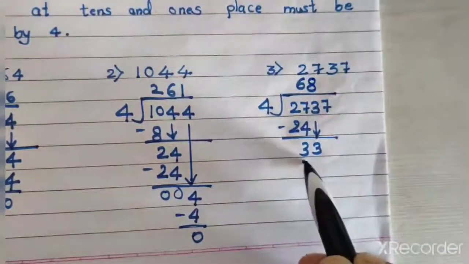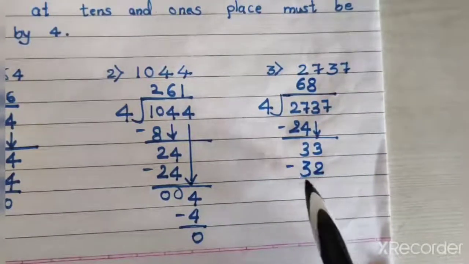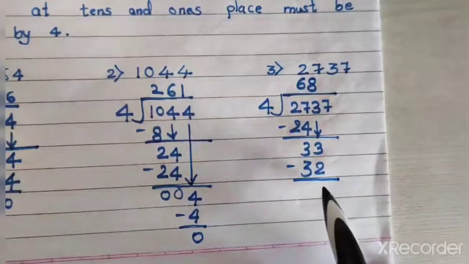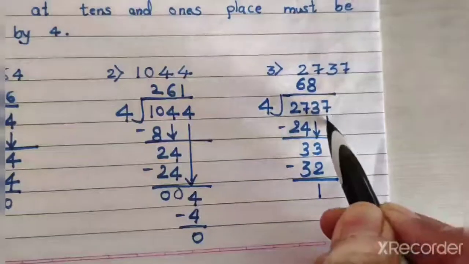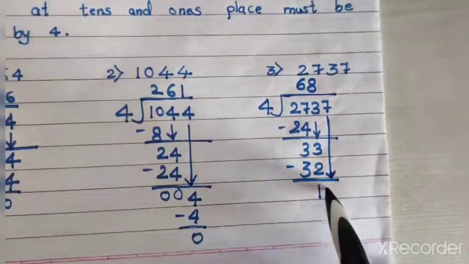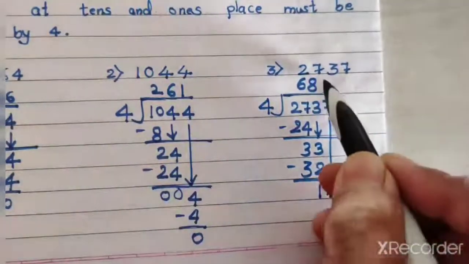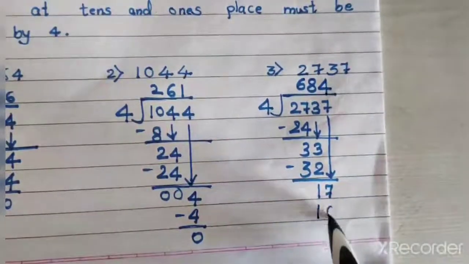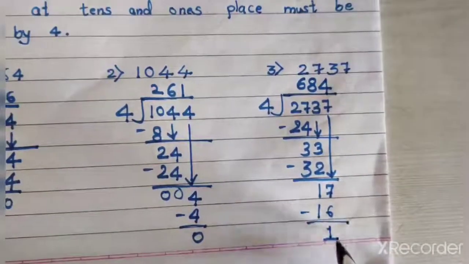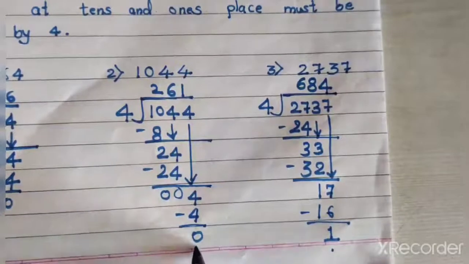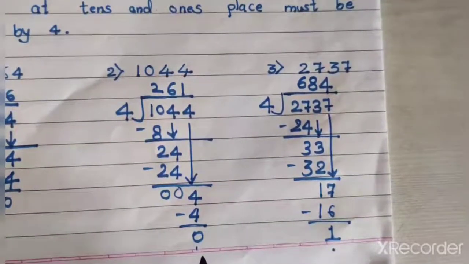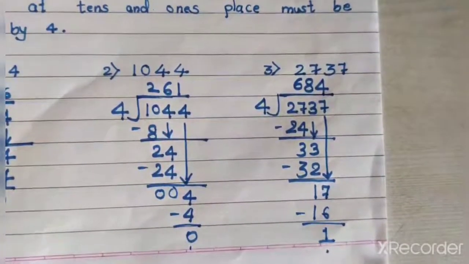So let us take 4 8s are 32, which is very close to 33 and less. Now left 1, we are going to take 7 down. So 4 4s are 16. As you can see, remainder is 1. There is no 0. If the remainder comes 0, we can say yes, the given number is completely divisible by 4.